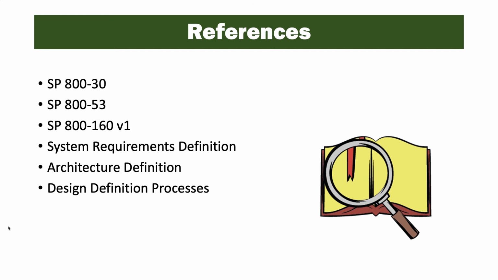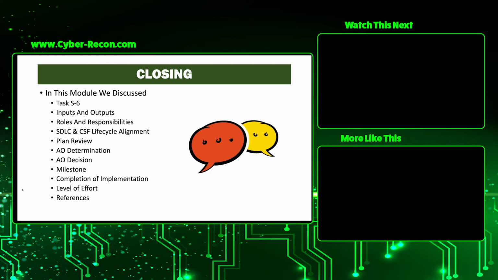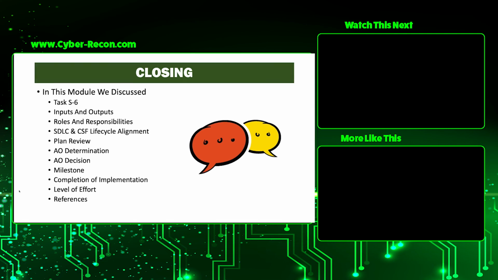In this module we discussed Task S6, the final task in the select step. Its inputs and outputs, roles, responsibilities, SDLC and CSF alignment, plan review, AO determination, AO decision, milestones, completion of implementation, level of effort, and finally references. If any of this doesn't look familiar to you, I'd say go back and watch the video again. If it all makes sense, on to the next video or on to the lesson content in the RMF course.